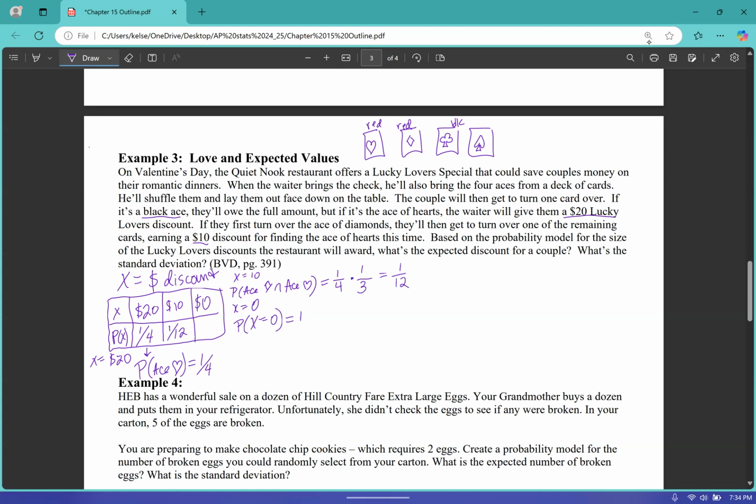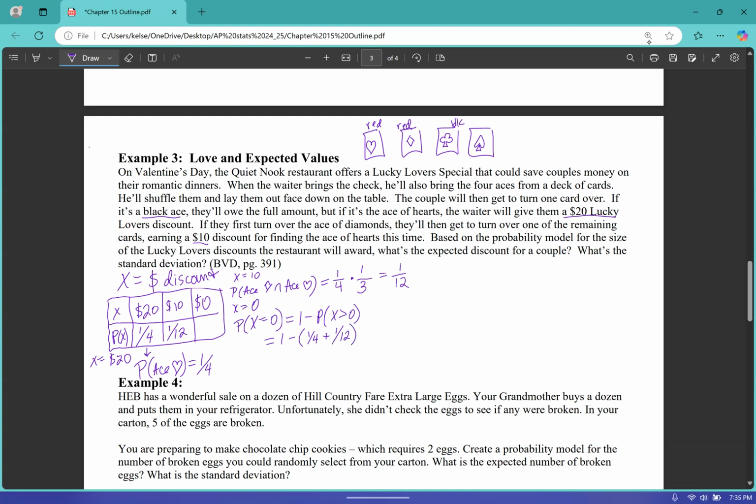So remember, it's going to be 1 minus the probability of the stuff we don't want. So that's when x is greater than 0. Well, what's the probability of x being greater than 0? We have 1 minus, and then it would be the probability of getting the 20 or the 10. So what's the probability of getting a 20? 1/4. And then or means we're going to add. And then the 10 is 1/12.